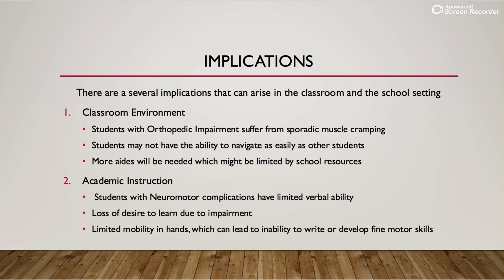Implications. There are several implications that can arise in the classroom and the school setting. As far as the classroom environment, students with orthopedic impairment suffer from sporadic muscle cramping. Students might not have the ability to navigate as easily as other students in and out of the classroom. More aids will be needed, which might be limited by school resources and budget.